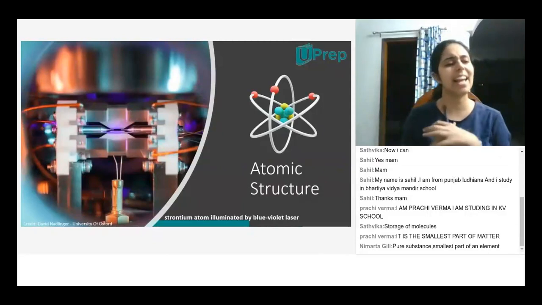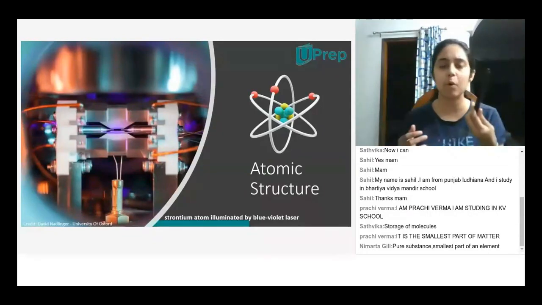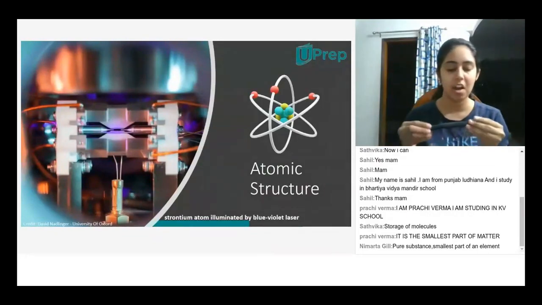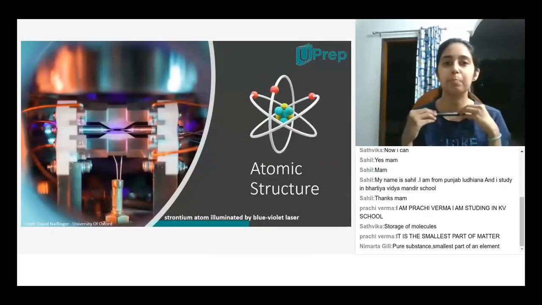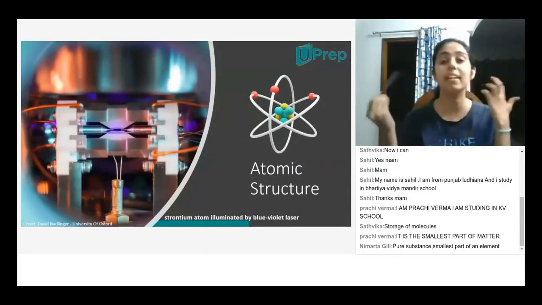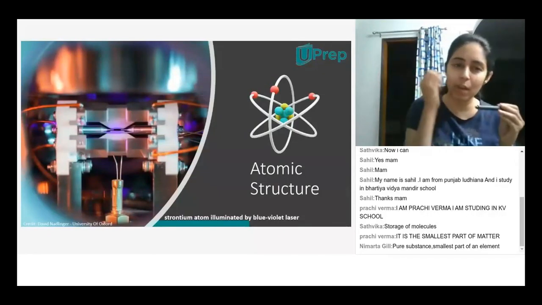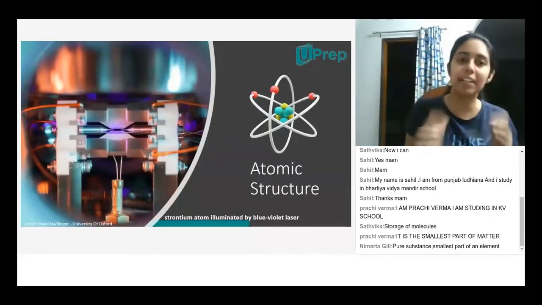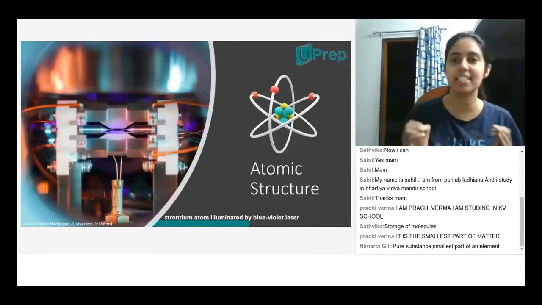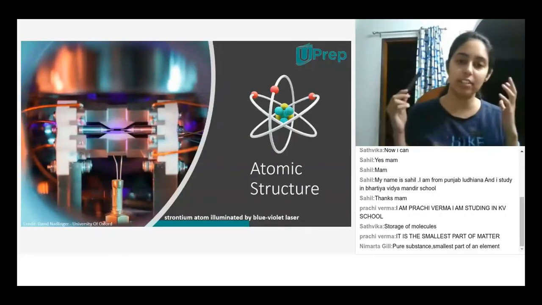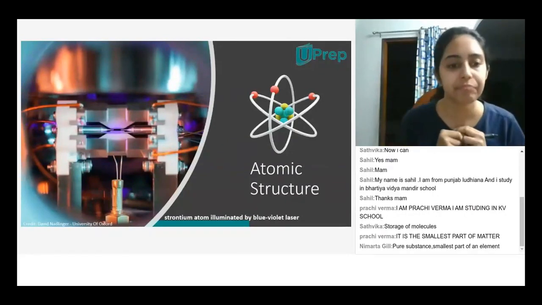And so, basically anything, like this pen that I'm holding in my hand, it's made out of plastic. So, plastic is made out of carbon and hydrogen atoms. So, basically, the tiniest particle possible in existence is called an atom, okay?